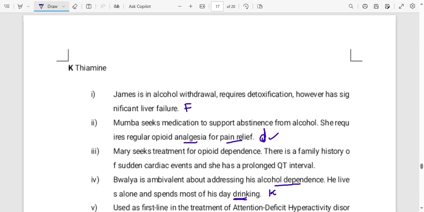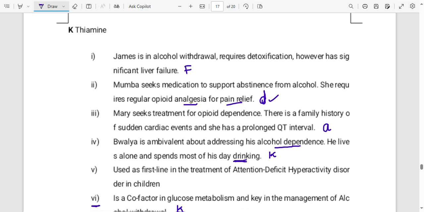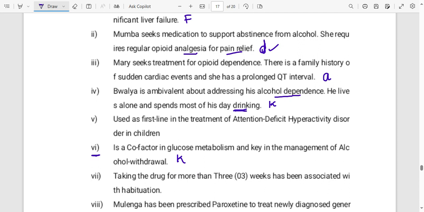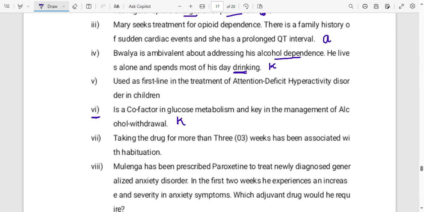And then 3, Mary seeks treatment for opioid dependency. There is a family history of sudden cardiac events and she has a prolonged QT interval. Someone seeks treatment for opioid dependency and there is a family history of cardiac events. So remember we said that the same bupro something there is also acting as an antagonist for the morphine. And then 5, used as first line in the treatment of attention deficit hyperactive disorder in children.